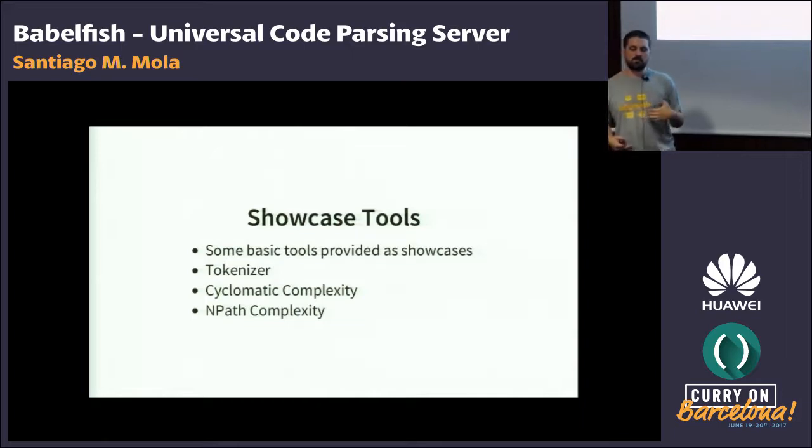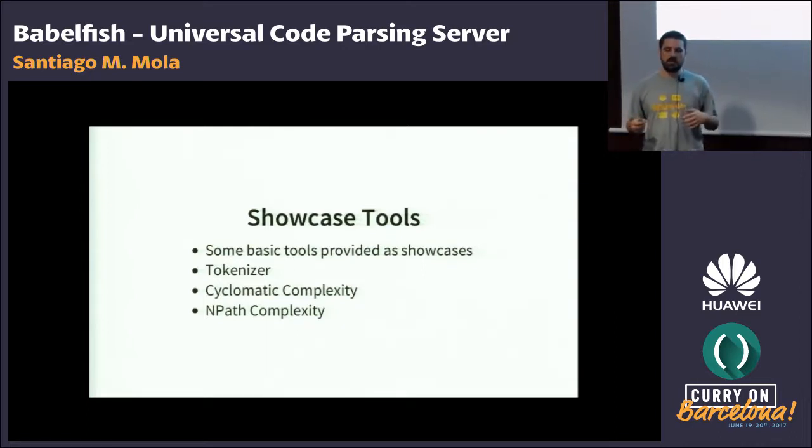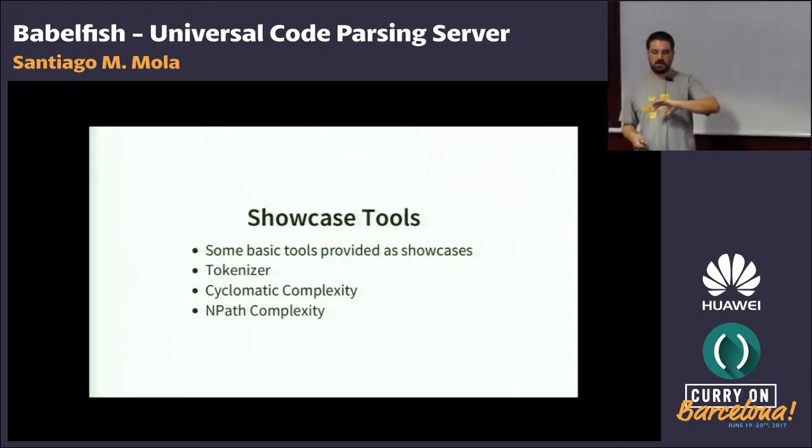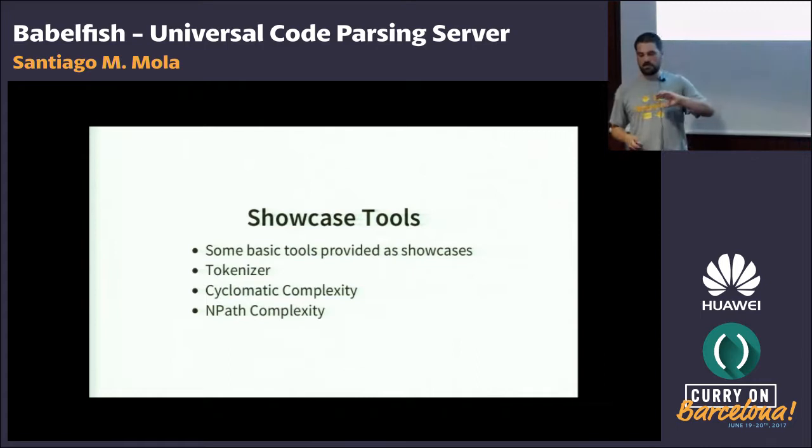And then we have published some showcase tools. We are providing these at the moment just for you to have a feel about how it is working with Babelfish, what you can do. These are still not really polished tools, they are just demos. We have a tokenizer, a cyclomatic complexity calculator, and another complexity calculator too. They work on the UAST, and so they work across every supported language.